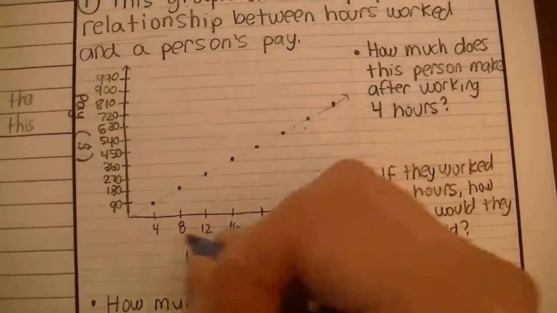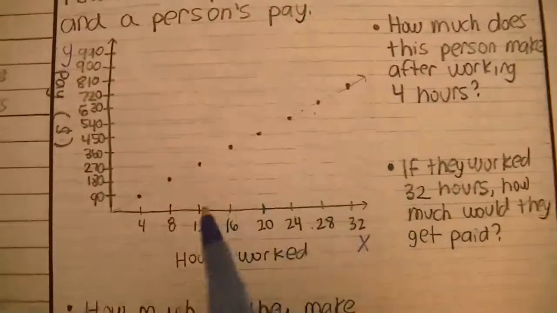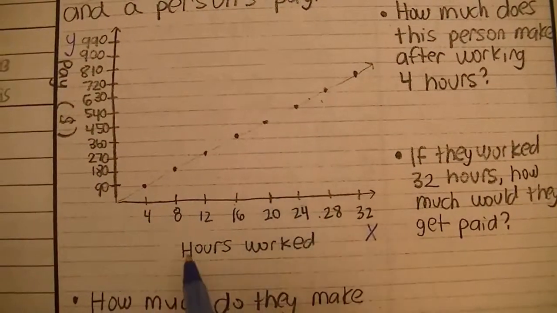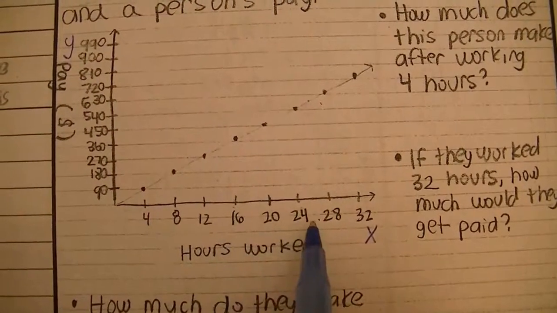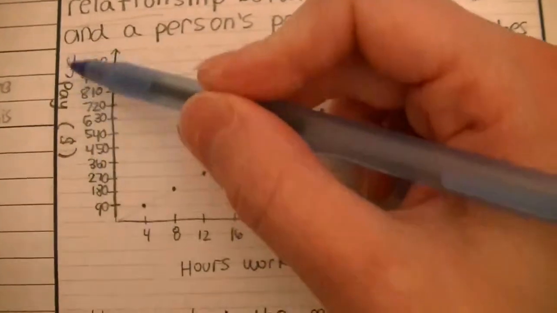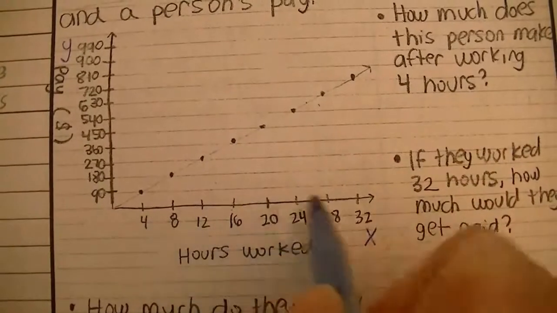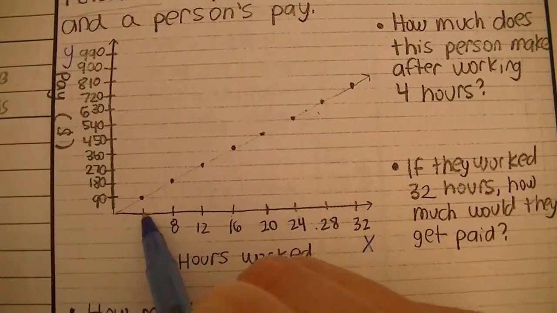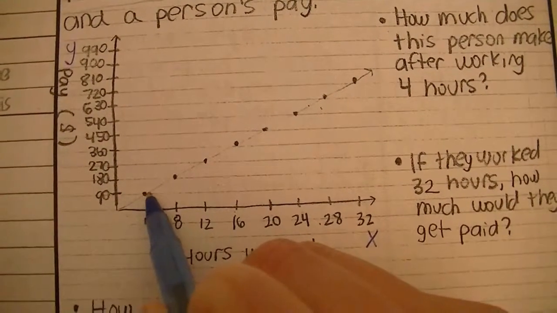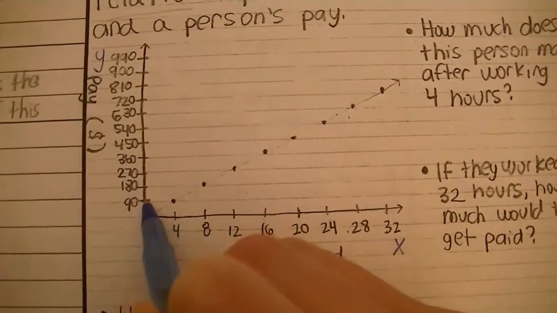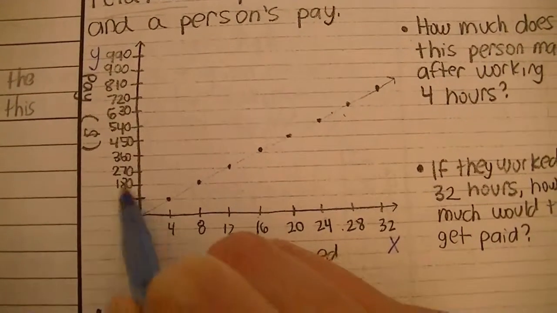So go ahead and examine the x-axis and the y-axis. I see that the x-axis portrays hours worked, and the y-axis portrays the pay in dollars. So if a person's working for 4 hours, I can pinpoint that 4 hours right here, go up to the line and look at its corresponding y value and see that the pay would be $90.